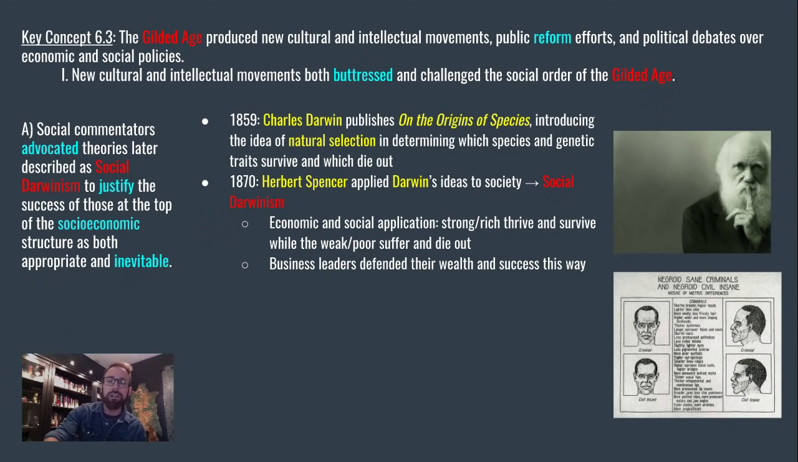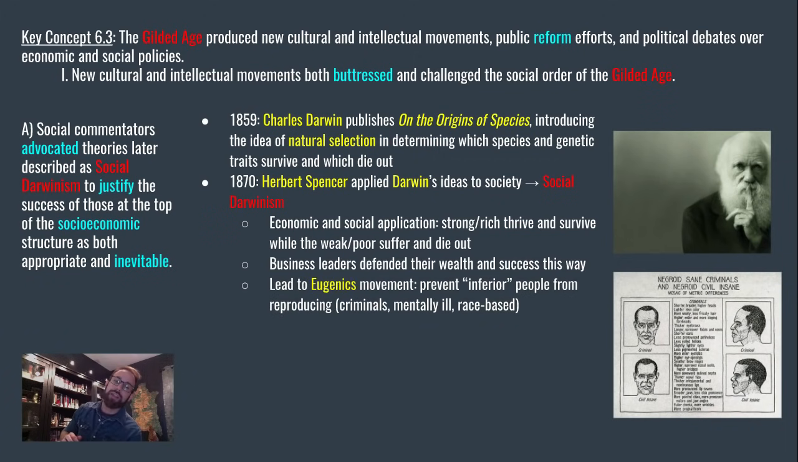Now, an even uglier thing to come out of this was the eugenics movement. Alright, so eugenics is kind of the next step of social Darwinism. Social Darwinism is just this idea that this is why there's such a divide within socioeconomic status and classes. Eugenics says, well, if this is our theory behind why this exists, then we should prevent these inferior people, the weak and the poor, from reproducing so that we don't have their genetic traits passed on later on in history.